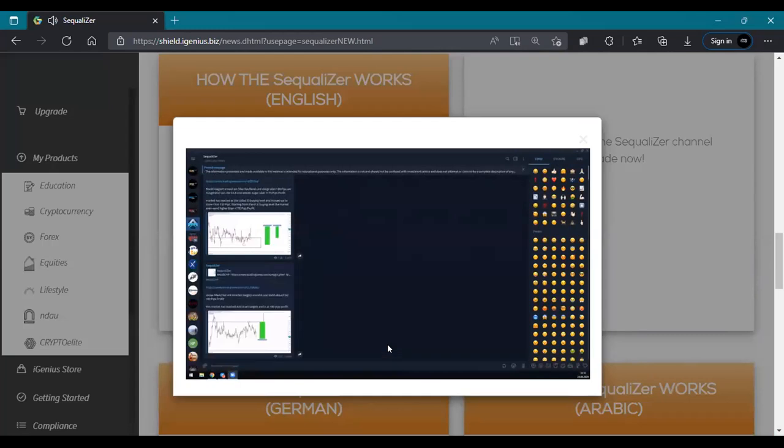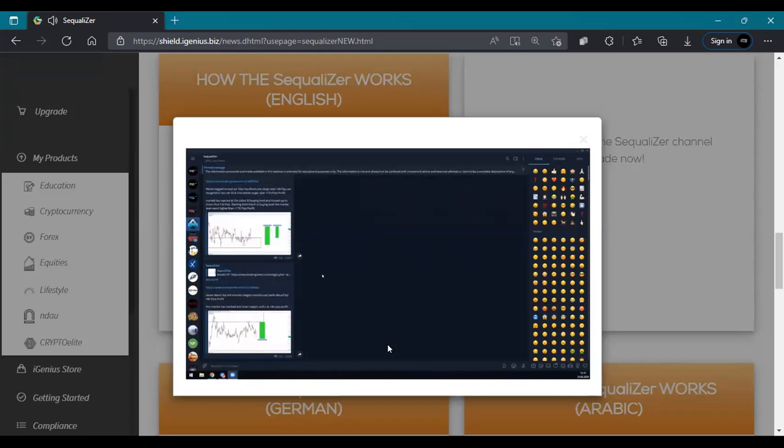The Sequelizer is actually a Telegram channel which is based on my own created system out of the last 6 years. So to say it in an easy way, I will publish my trading ideas every single day, and depending on how the markets are developing, I will update them many times per day.